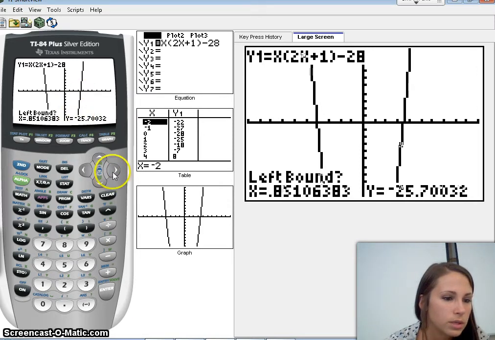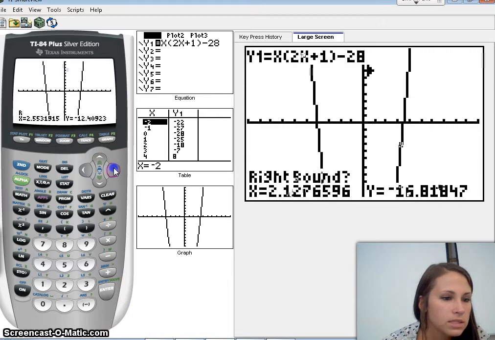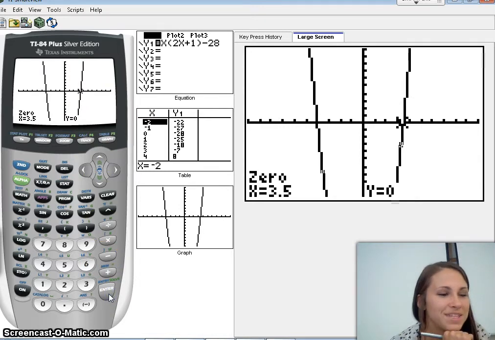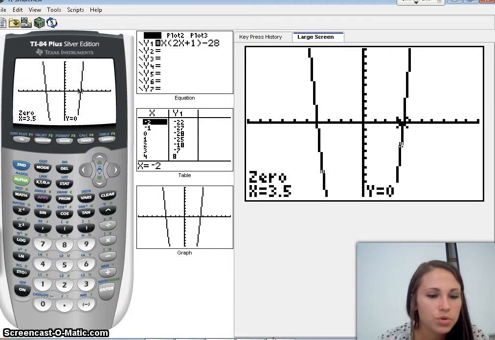So my y value will be negative. So I'm going to go ahead and hit enter. And then to the right of that 0 is going to be somewhere up here. So that needs to be a positive y value. And so when I find that, I see that my... Okay, so this means my root here is 3.5, or x is 3.5.